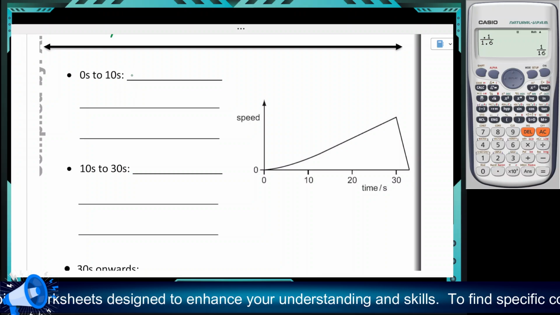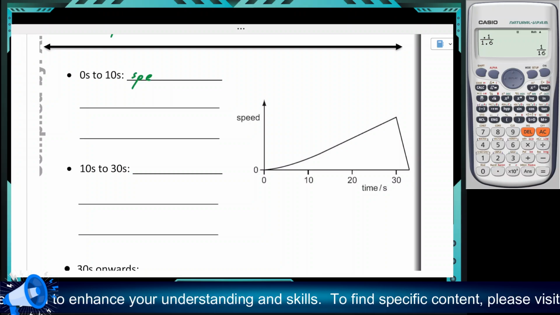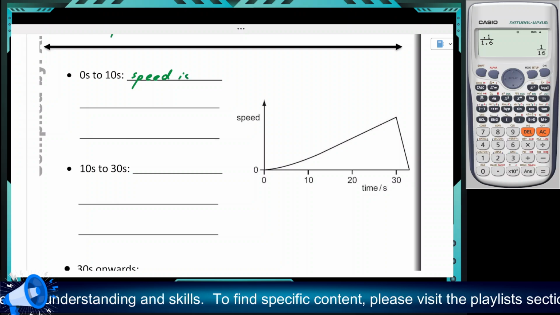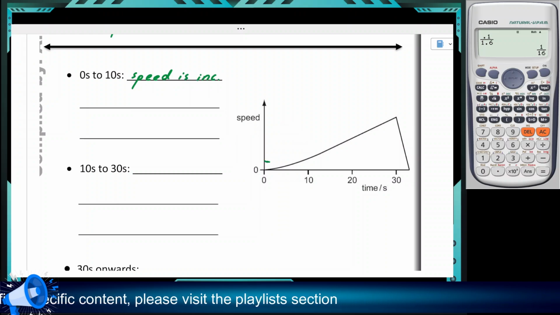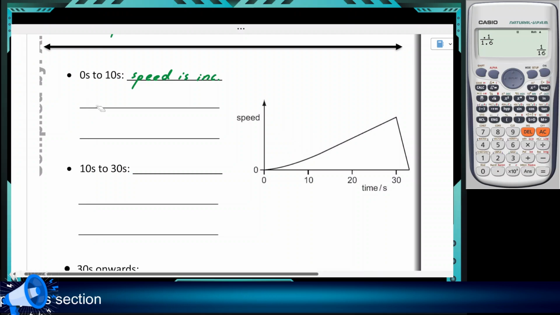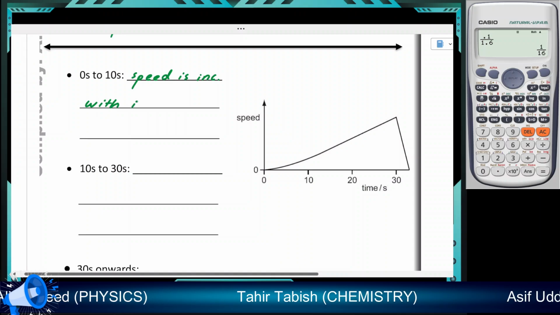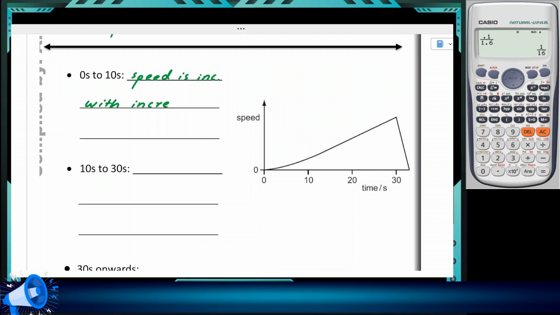So speed is increasing first of all, but since you have a curve that is curving upward, it's getting more and more vertical, so speed is increasing with increasing acceleration.